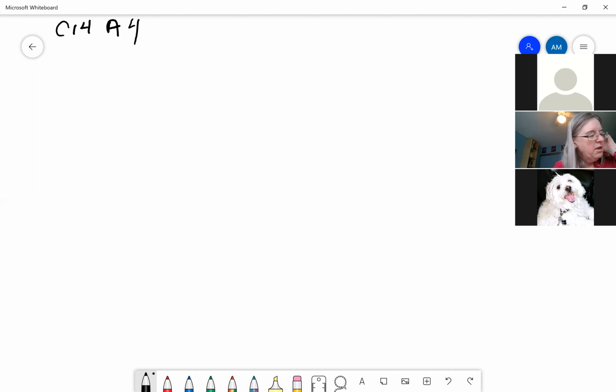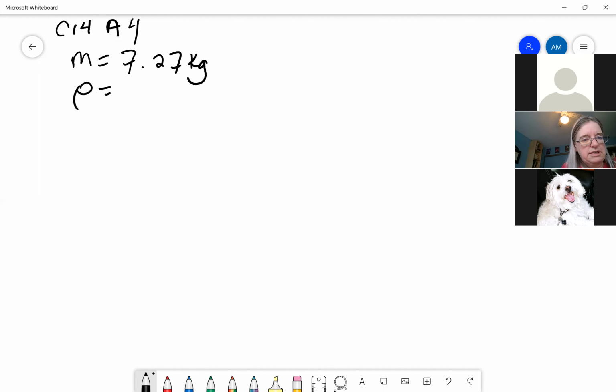Okay. We have a 7.27 kilogram shot making 7 complete revolutions during its 2.5 second flight. If its radius of gyration is 2.54 centimeters, 1 inch, what is its angular momentum? Okay, so we have a mass equal to 7.27 kilograms. We have a radius of gyration equal to 0.0254 meters.